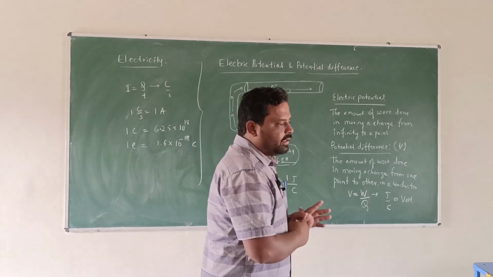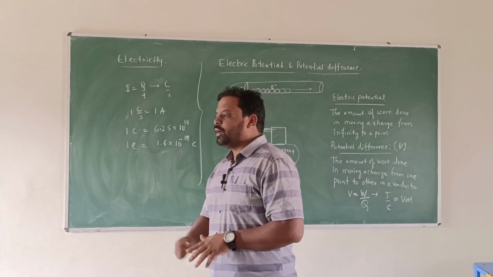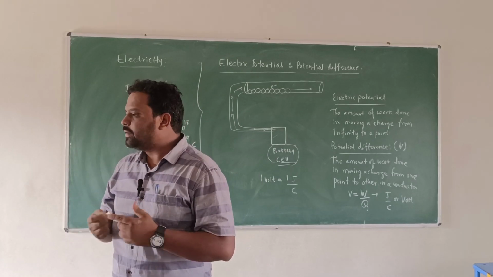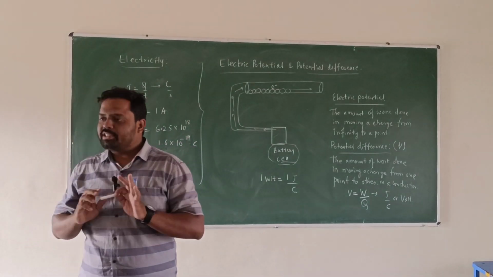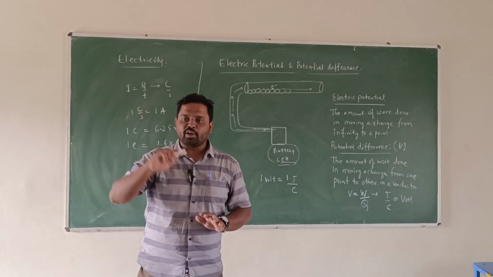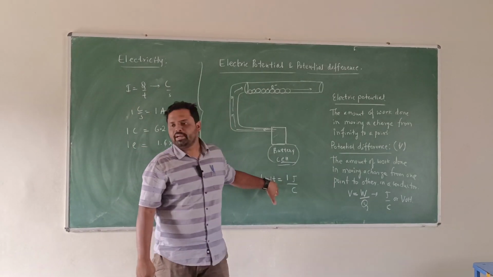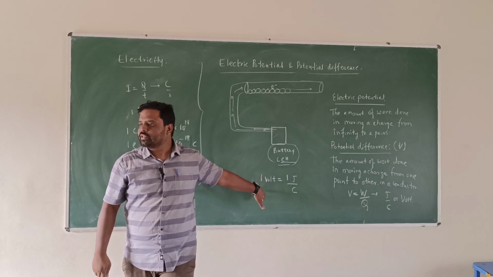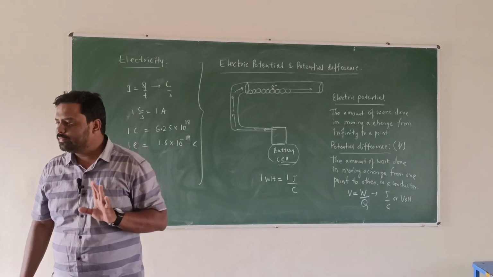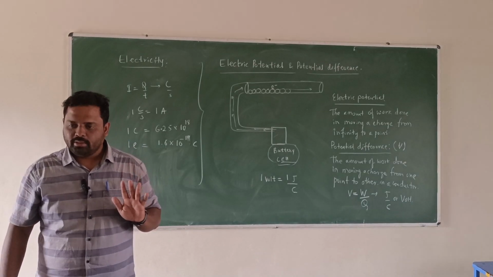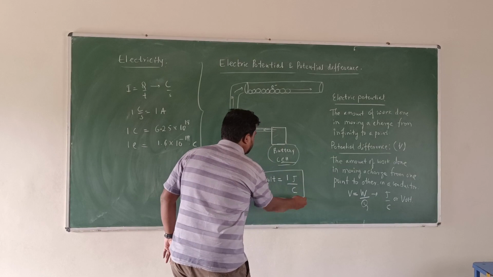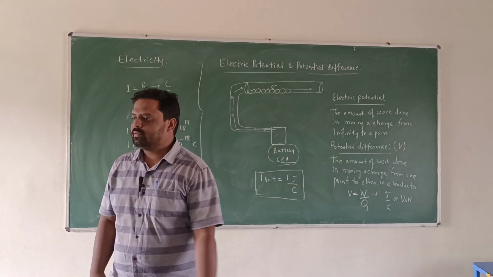Meaning what? If you transport 1 coulomb of charge between any 2 points, then we say that the potential difference between those 2 points is how much? 1 volt, right? Okay. So you can write this down.